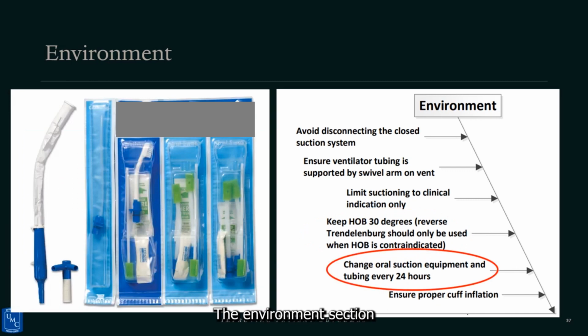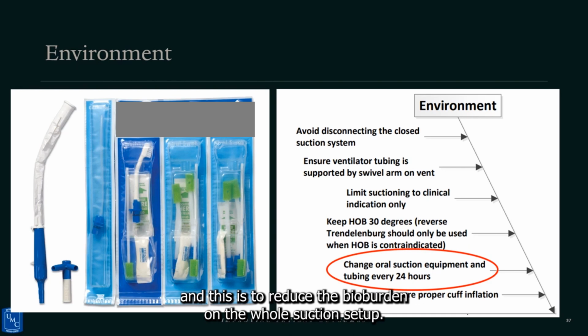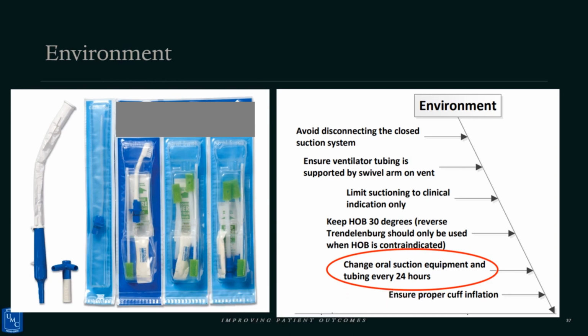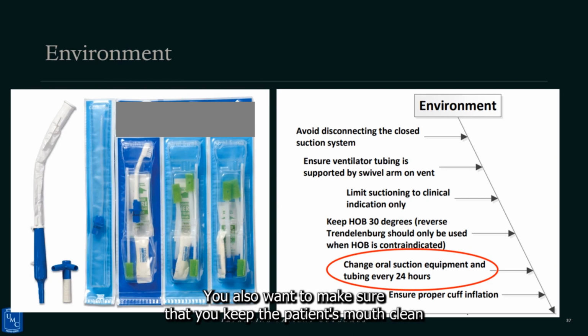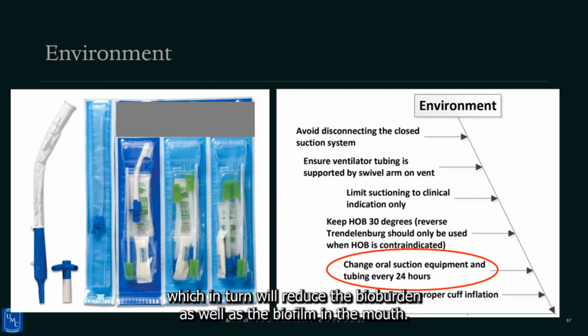The environment section is making sure we change the oral suction every 24 hours. And this is to reduce the bioburden on the whole suction setup. You also want to make sure that you keep the patient's mouth clean to reduce the number of microbes in the mouth, which in turn will reduce the bioburden as well as the biofilm in the mouth and on the ET tube.